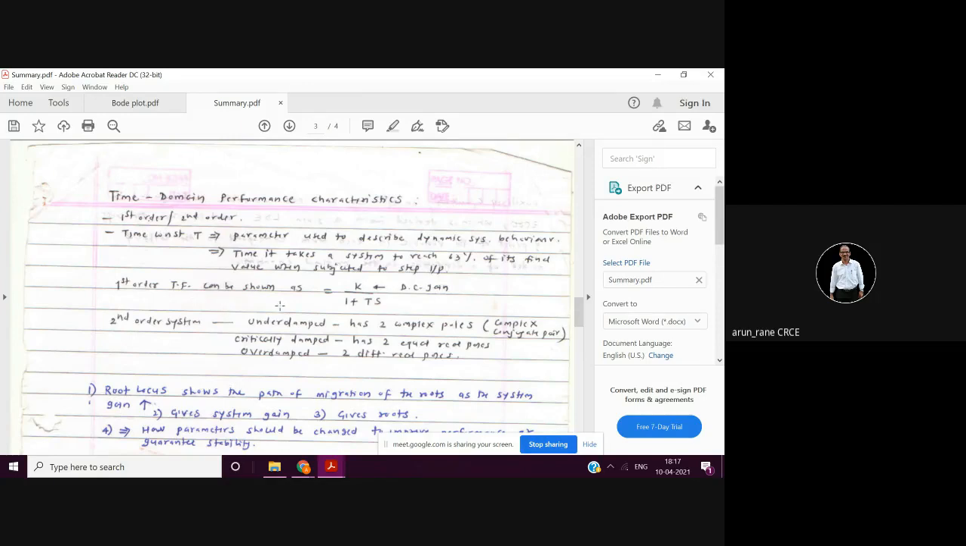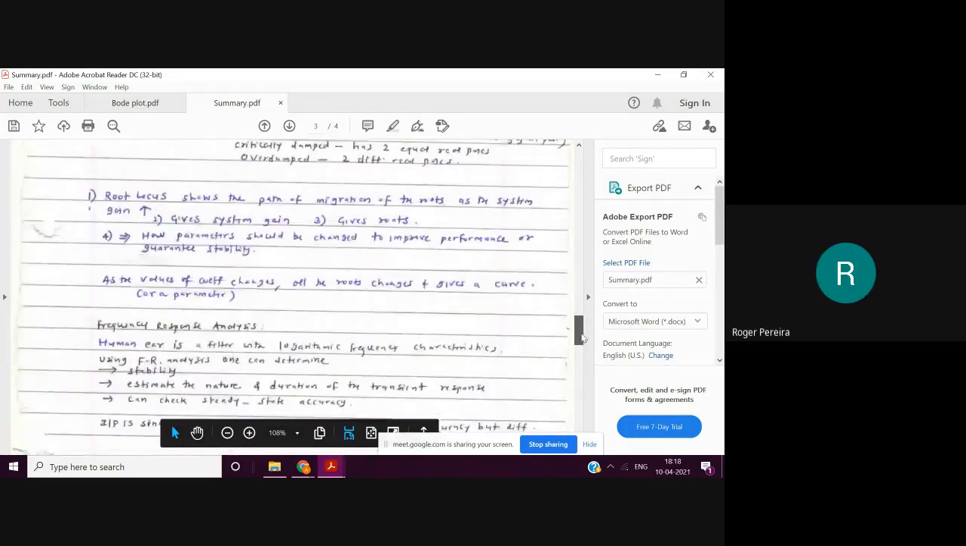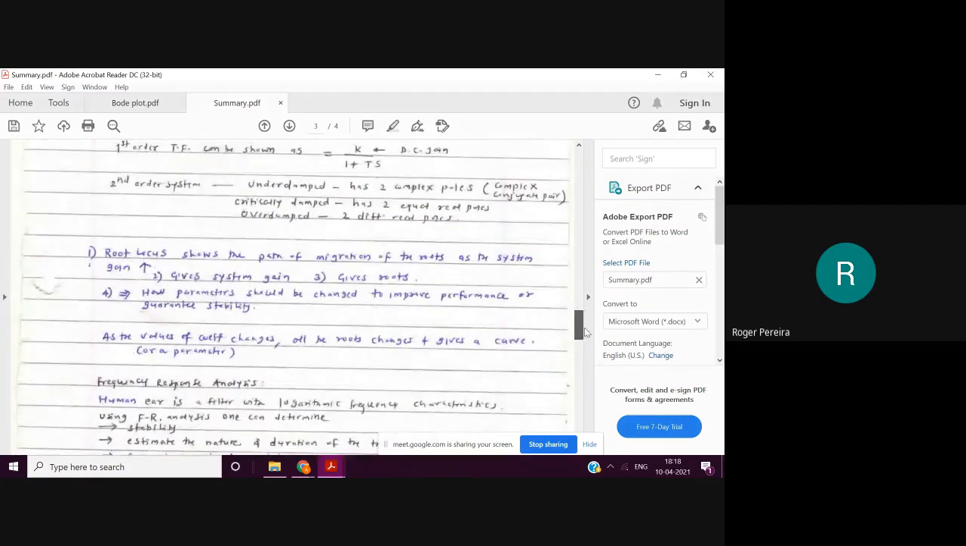First order transfer function is given by K upon 1 plus Ts. In second order you have underdamped, critically damped and overdamped. Underdamped has two complex poles. Critically damped has two equal real poles. Overdamped has two different real poles. So this also I have shown in the diagram forms.